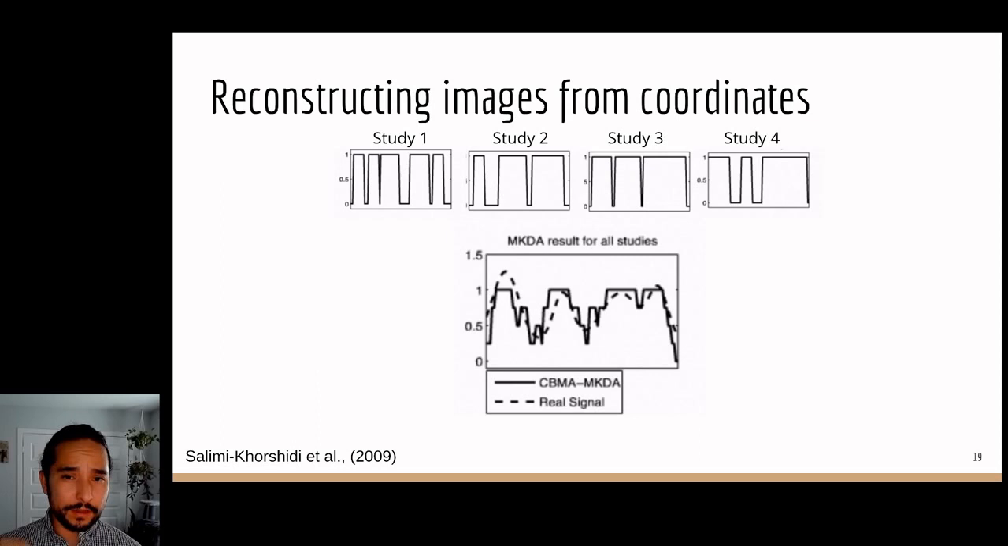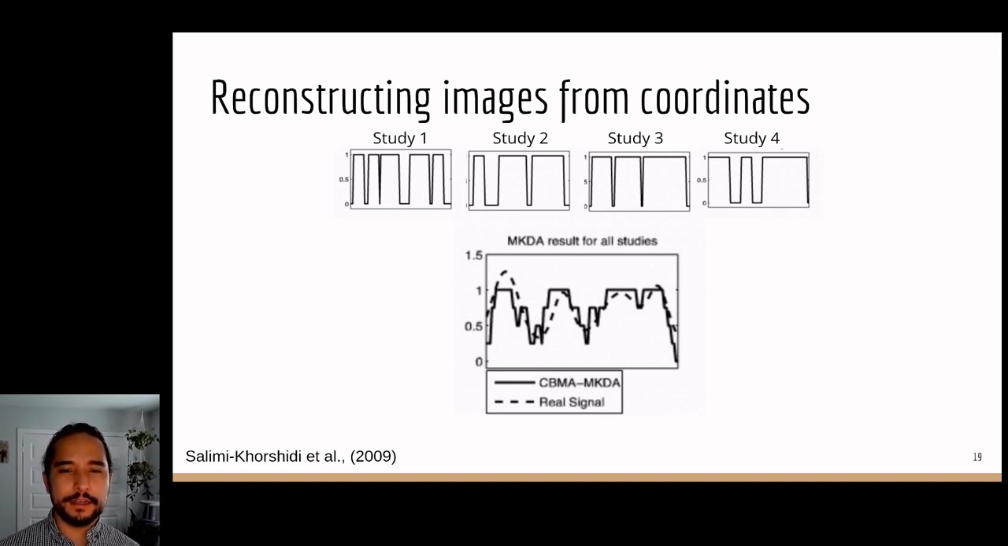Again, one of the key principles of coordinate-based meta-analyses is that you're taking these peak coordinates, the peaks of individual clusters that are reported in papers, and you're trying to reconstruct the original image. This is because most of the time we don't actually have access to the original statistical images. Here's an illustration of that. We have 4 studies, and in those 4 studies we take the peak and form a kernel around that peak. Then we combine those 4 studies and average them out.